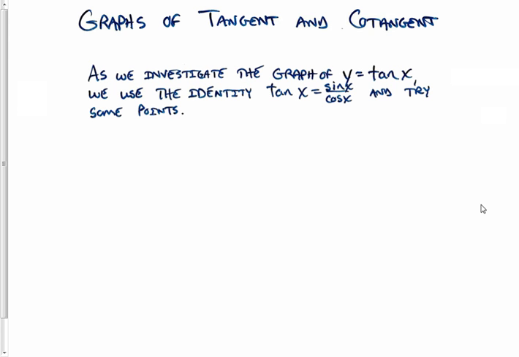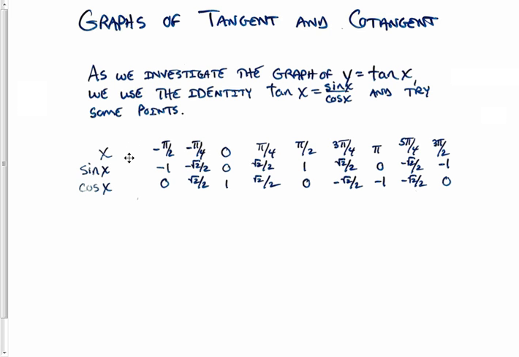We're going to talk about graphs of tangent functions and cotangent functions here. We're going to first start investigating what the graph of y equals tangent of x looks like, and we'll make some decisions from there. And so we keep in mind that tangent of x is sine of x over cosine of x. And so let's do some plotting of some points.